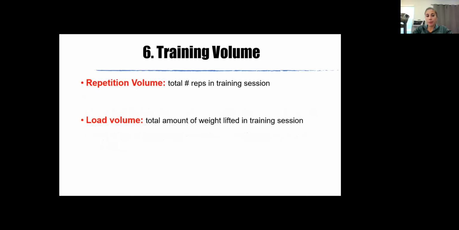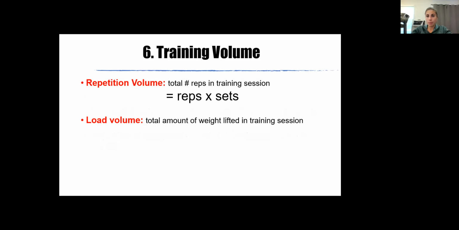So here are the 2 definitions that you do need to know. You need to know the difference between repetition volume and load volume. When we talk about repetition volume, we're just talking about how many reps I did in a session. So you might look at that as a way to monitor some volume for a client, and that's only looking at reps and sets. So I'll take my reps times my sets, and that will give me my repetition volume.